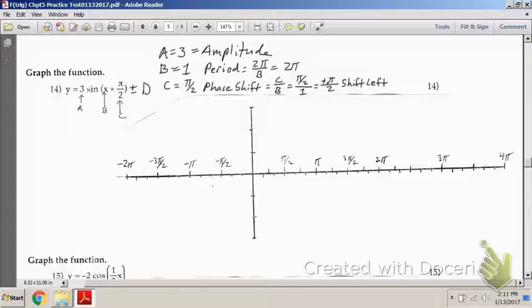And then we have a lot of special case horizontal shifts. It's always C divided by B. Really, really important. Otherwise, you're not going to get your horizontal shift correct. And remember, anything in parentheses seems backwards. If I'm multiplying something to the x, I end up dividing. If I add, I end up subtracting. That's why we say this phase shift is to the left. That pi over 2 is something that I'm going to actually subtract from my x values.